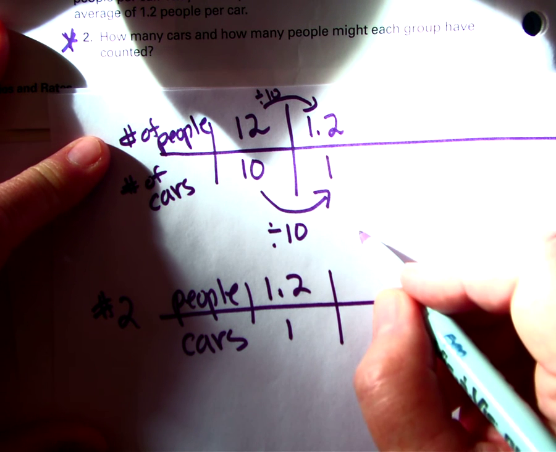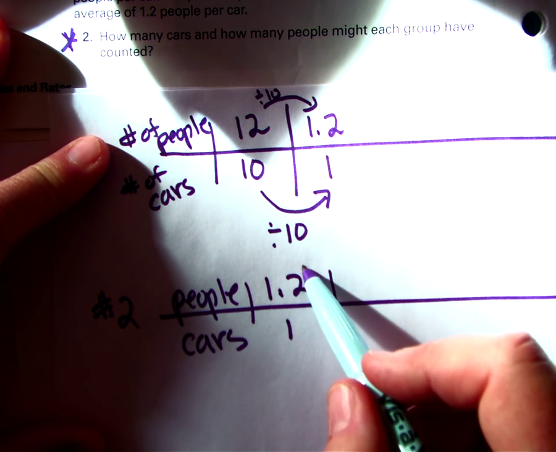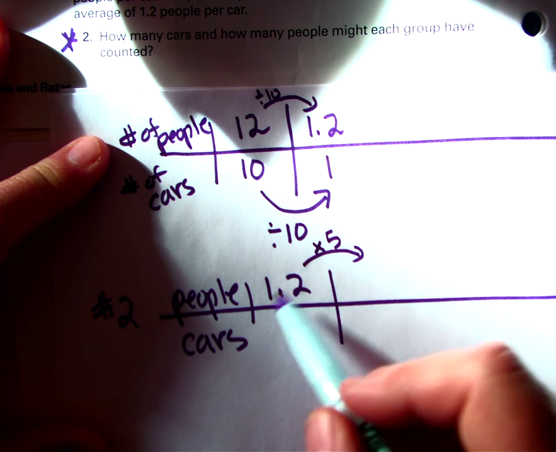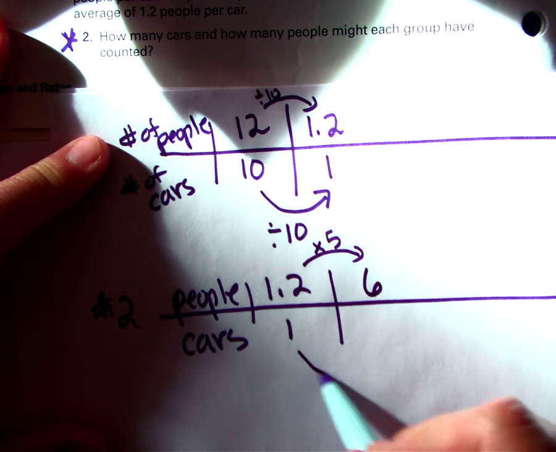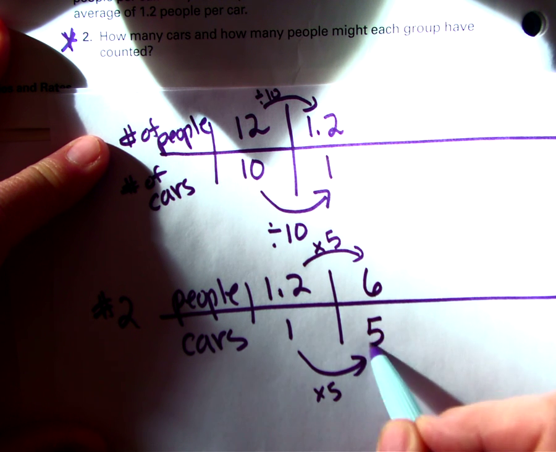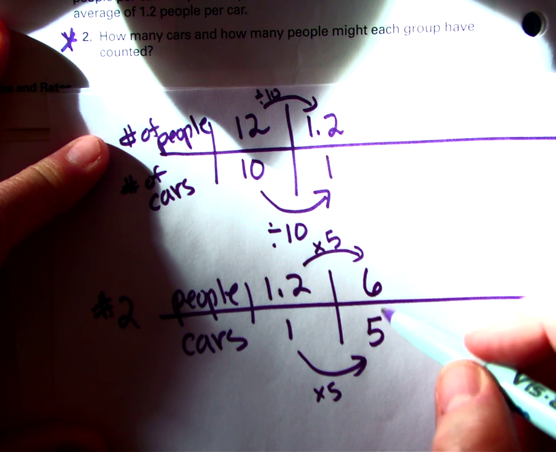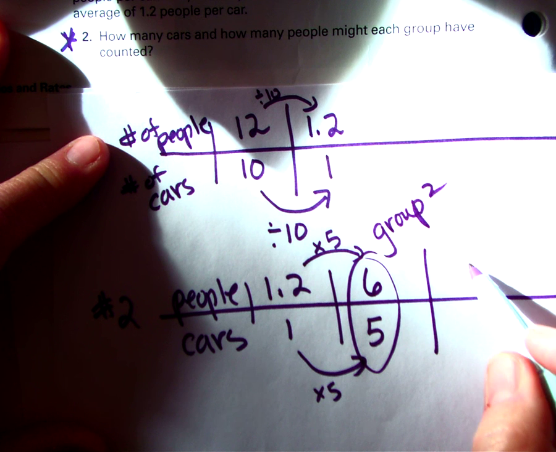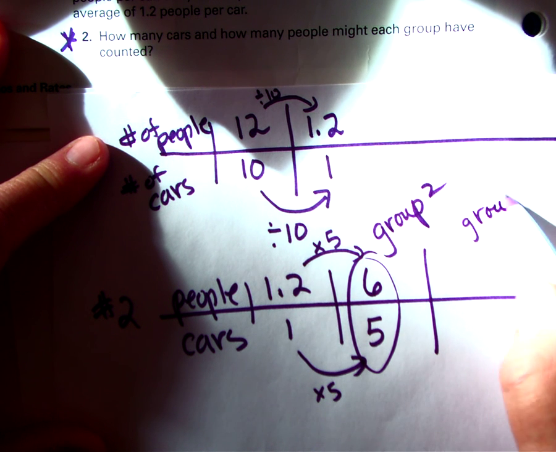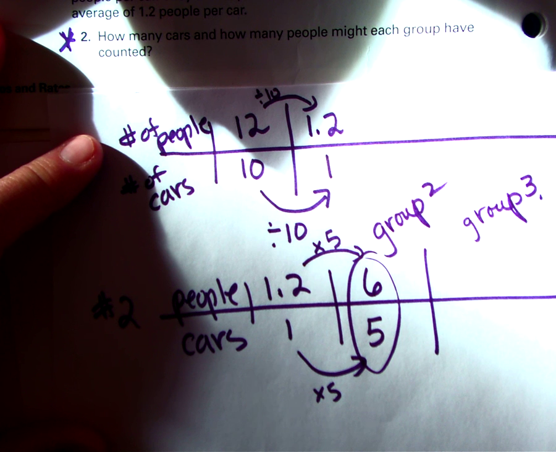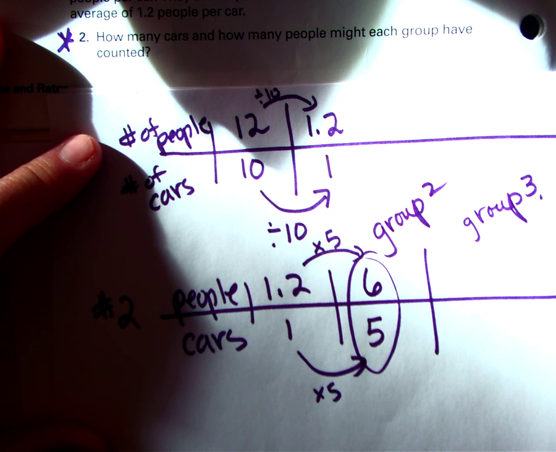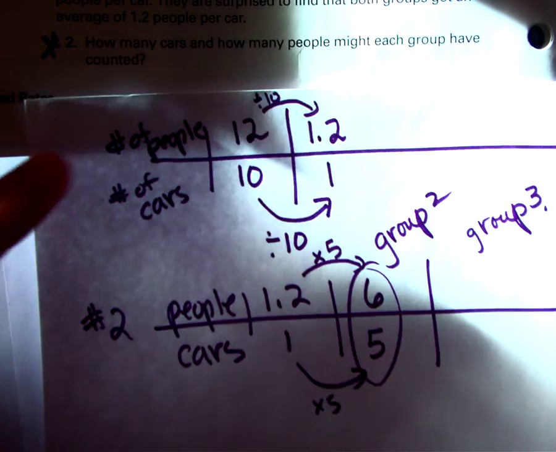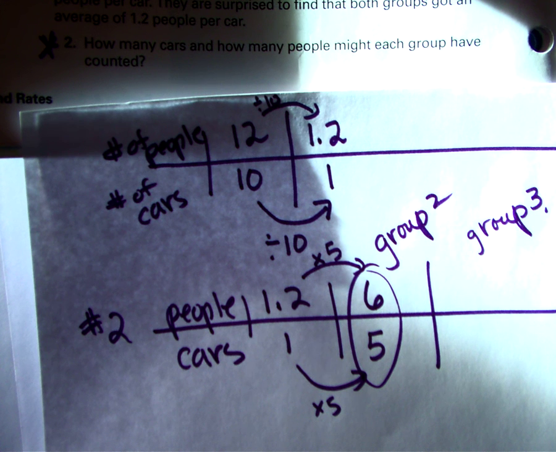So now we have 2 different groups. So we have our second group and our third group. And let's say we multiply this by 5. If we multiply this by 5, we have 6 people and 5 cars. Here we need a whole number. So this could have been group 2. You need to find one for group 3, a group of people and cars that work. All right, your goal right now is to finish through problem number 5. Be sure to remember to echo the question.